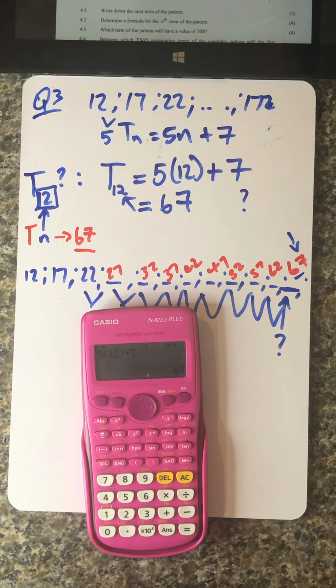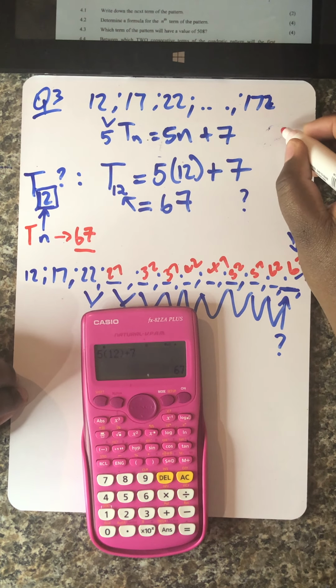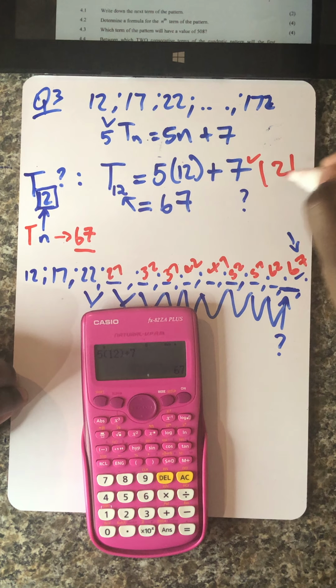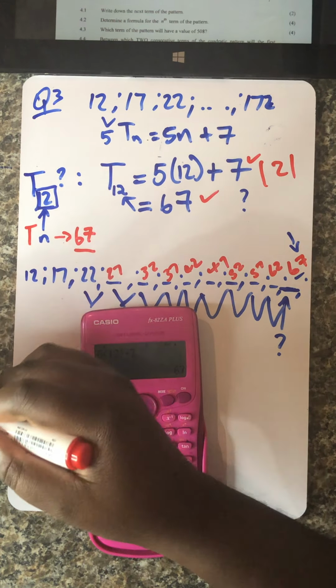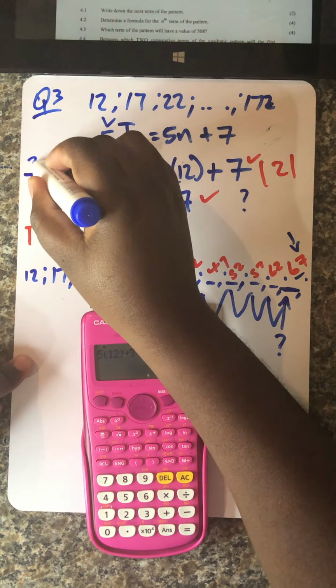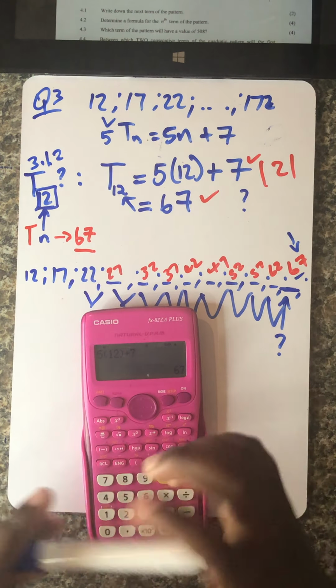Okay, very, very much important, guys. So you score a mark for correct substitution, and again you score a mark for your final answer. Okay, very, very much important, guys. This question was allocated 2 marks. Okay, so they give you a mark there and they give you a mark there. Okay, so guys, what question was this? We're solving for question 3.1.2. Okay, so this question is done.